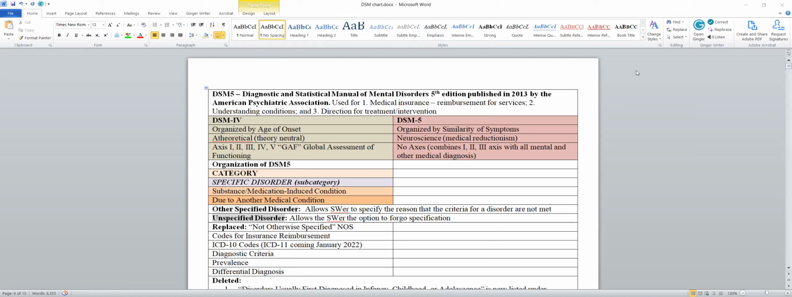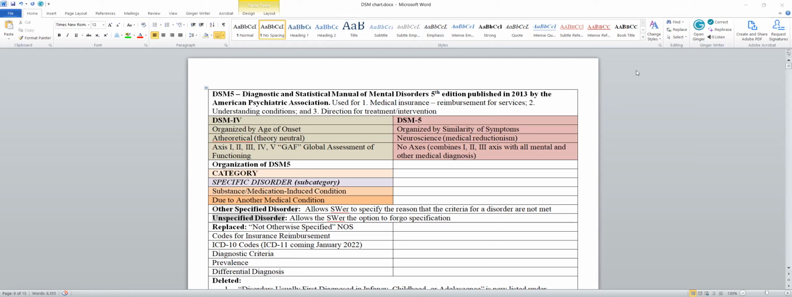The DSM-4 had axes 1 through 5, which also included the global assessment of functioning. The DSM-5 has no axes. It combined axis 1 through 3 with all mental and other medical diagnoses.